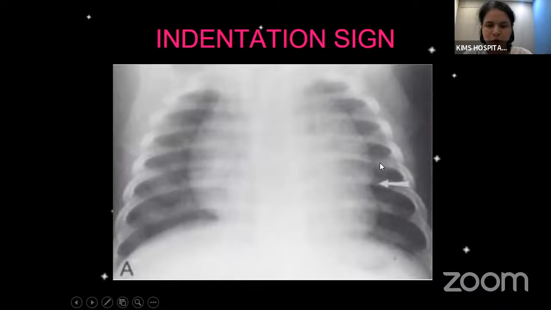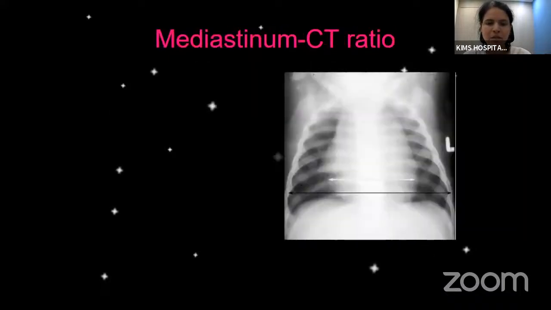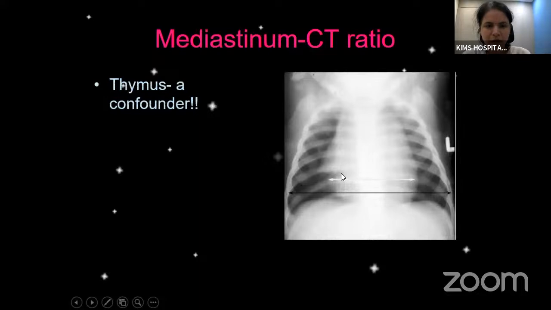So this is an example of the indentation sign where the thymus forms an indent with the cardiac silhouette. And we may be able to see the notch sign and the sail sign often on the right side. So this is an example of the notch sign, which can be seen quite classically. So thymus can often be a confounder and can often be mistaken for cardiomegaly.